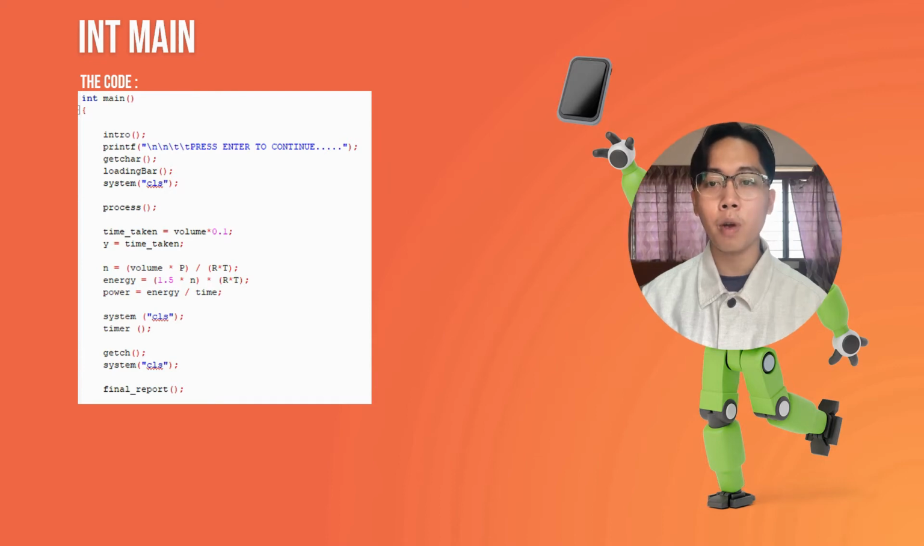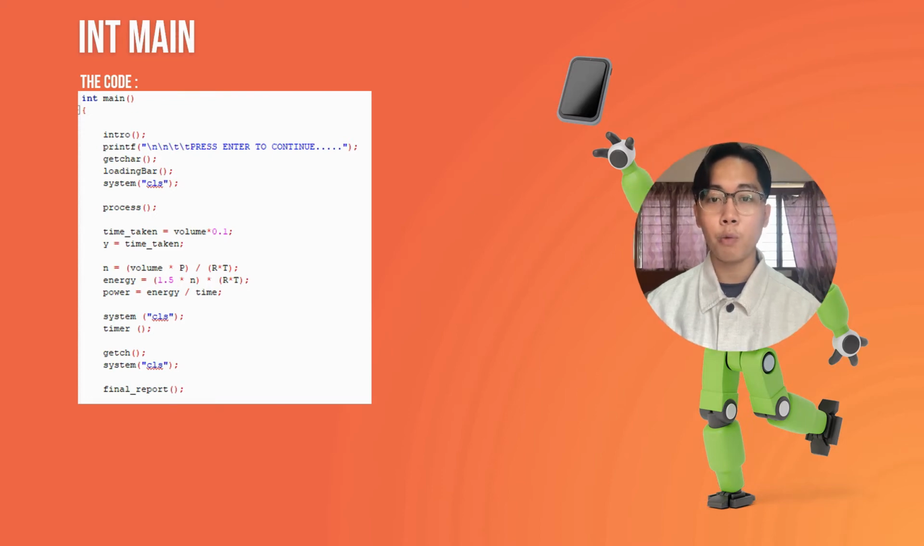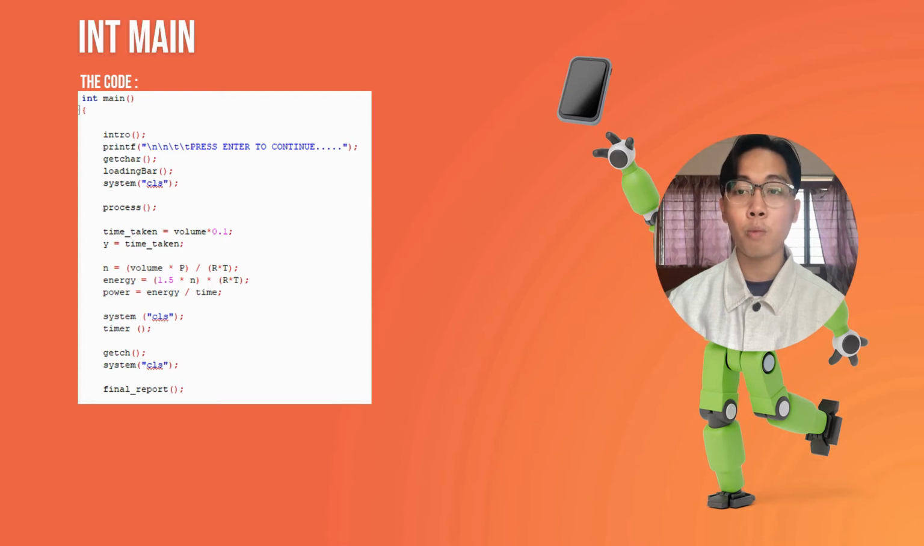To start the program, I start by calling the void intro function. Then, the user will have to press enter for the void loading bar to run. Done with the loading bar, the display is cleared and it will move to the void process function. After the input is obtained, there will be several calculations. Next, it calls the void timer function. Moving on, I once again ask the user to press the enter key to continue the process, and again, the display is cleared. Lastly, it will call the void final report function to display the output.